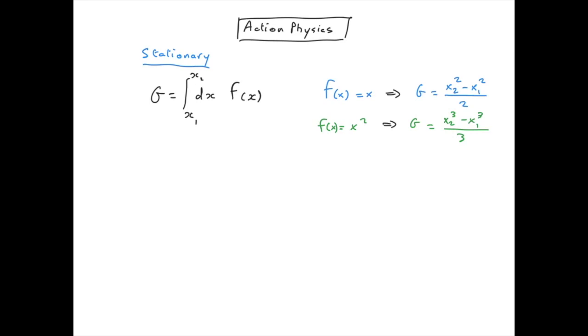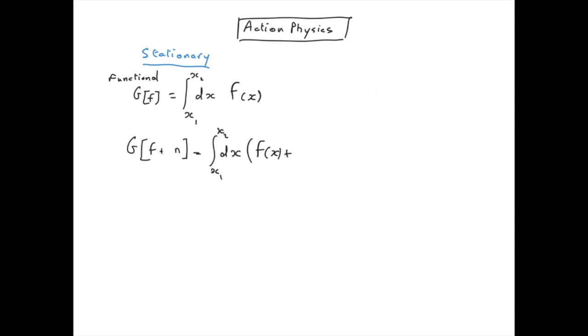This means that g is a function of the function f, or more precisely what we call a functional of f. In the same way that we looked at the variation of f with respect to x, we can look at the variation of g with respect to f. For this, we express g for a function f plus an arbitrary function n of x. What matters is the difference between these two quantities.